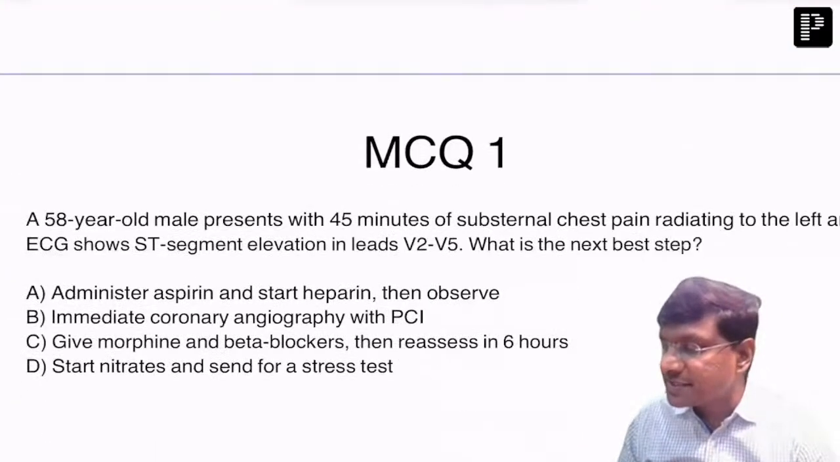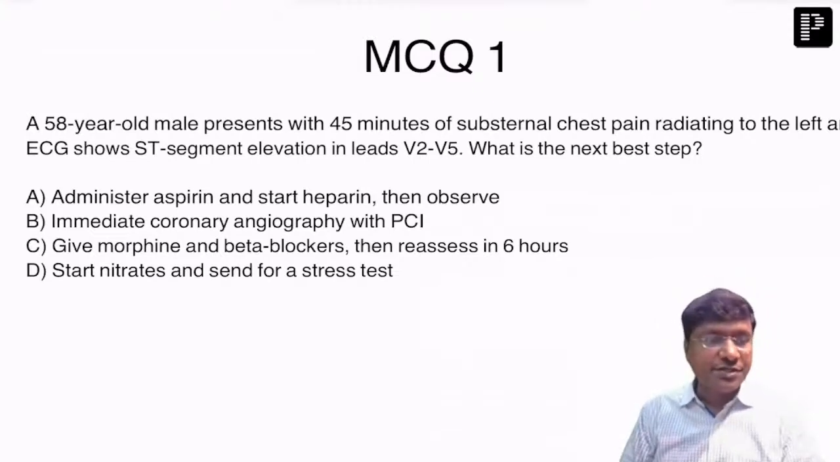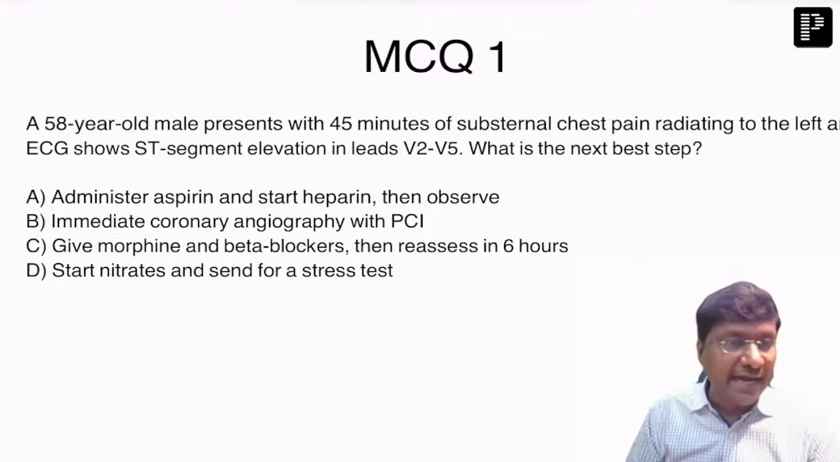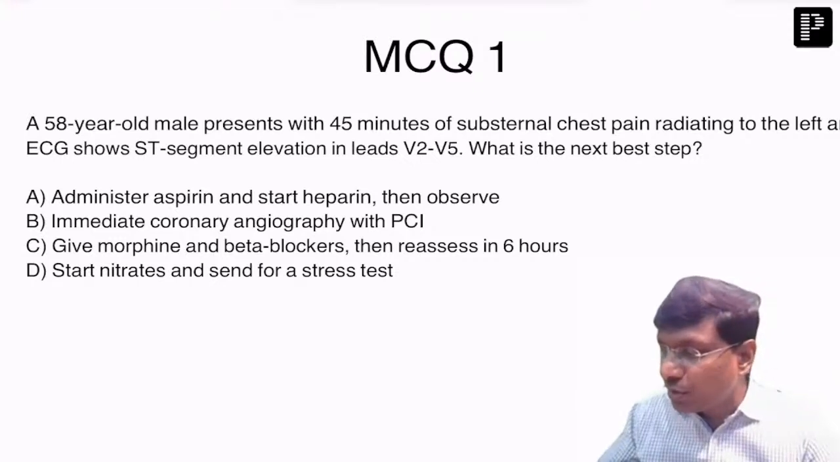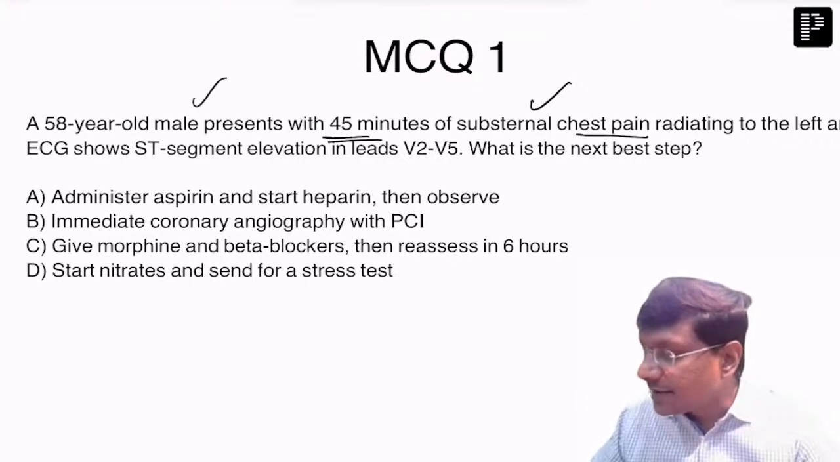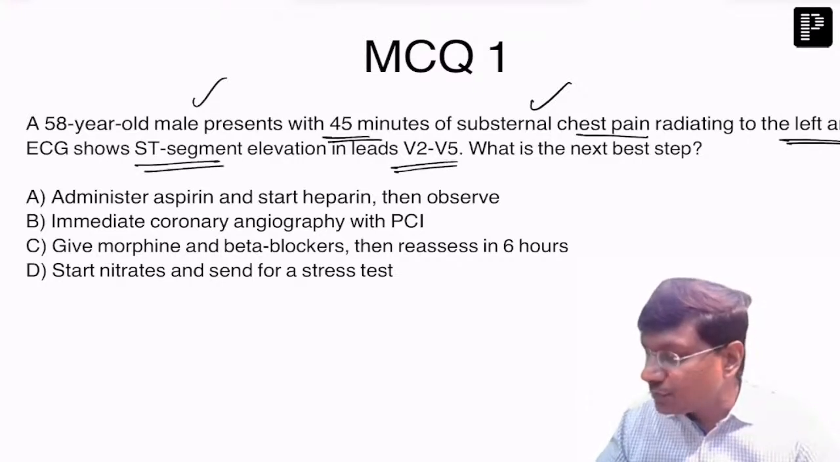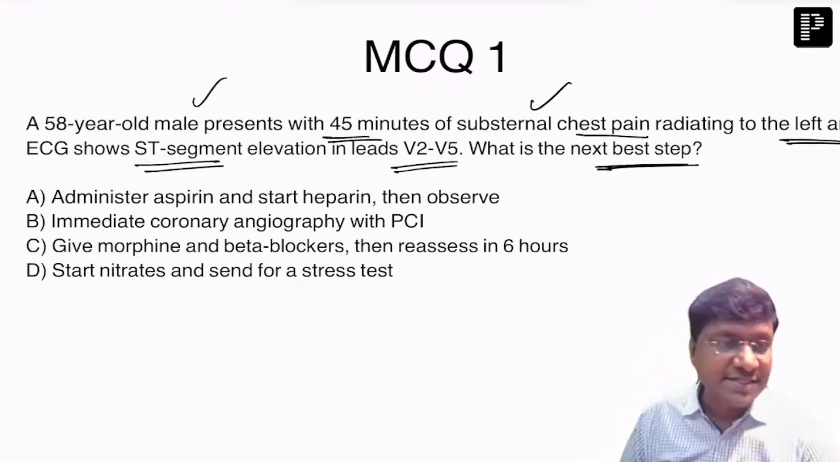Now, let me discuss some of the multiple choice questions. Right? So the first question, I want every one of you to actively participate in this discussion. We have a 58-year-old male presented with 45 minutes of substernal chest pain radiating to the left arm. ECG shows STEMI in leads V2 to V5. What is the next best step in this management?